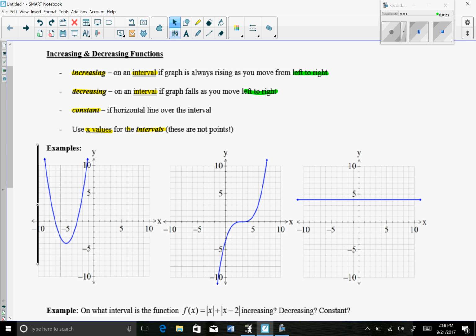So in this case, I have two different things that I need to write down, and I always want to define if it's increasing or decreasing. And in this case, we start off with decreasing. And so I am decreasing from negative infinity to this minimum value that I have. And again, you always want to use your x coordinate. So that's -5. So decreasing from negative infinity to -5. And then from -5 to infinity, we are increasing.